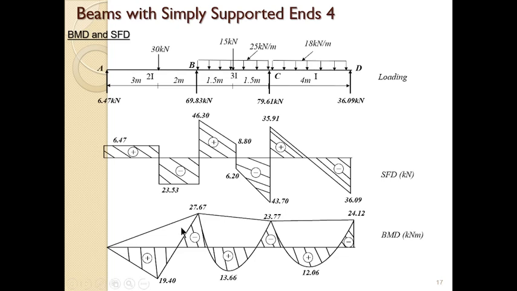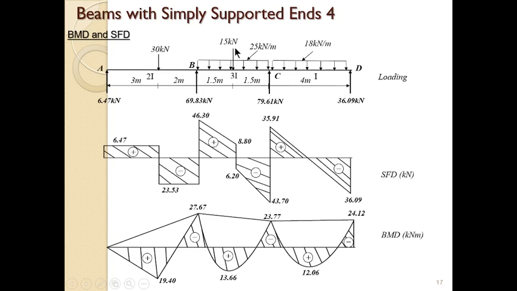The shear force diagram is drawn as usual, but just take note at this point because we have a load acting at this point. At here, this reaction 69.83 will push the shear force to 46.3. So between here and here, a distance of 1.5 meter, there's a UDL of magnitude 25. So if you do 25 times 1.5, you have 37.5. This UDL will move it horizontally to here. So this minus 37.5 gives you this 8.8.